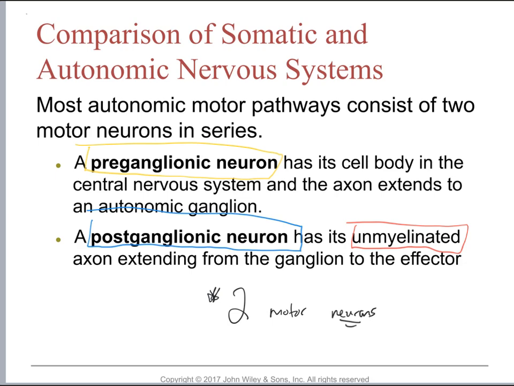Okay, so a couple key points to recognize. Two, remember those numbers. Two, that's going to be a trend through the autonomic nervous system. Two motor neurons, one preganglionic, one postganglionic. One's myelinated, one's unmyelinated.